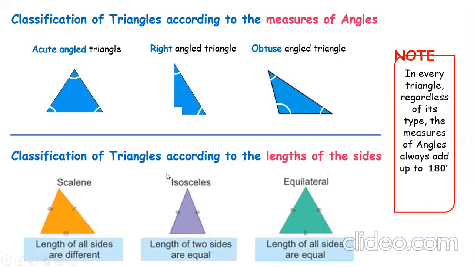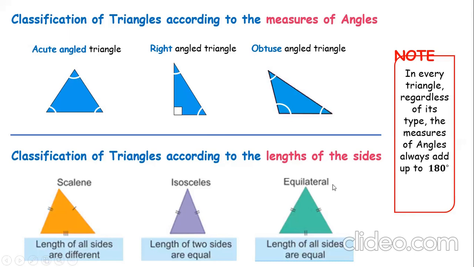The other type is the isosceles. In this triangle, the length of two sides are equal, but the length of the last or the third side is not equal to them. So only two sides are equal.